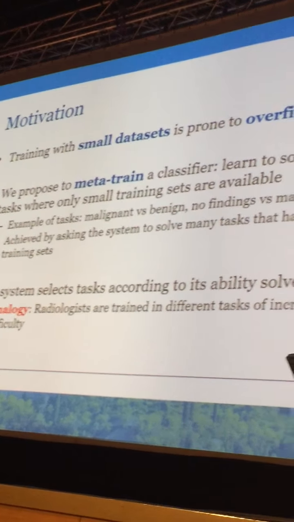Or another example could be distinguishing breasts with malignant findings from breasts that are healthy. The main issue here is the order in which you present the tasks to the model during the meta-training phase. And this is the analogy we try to make in the title. Radiologists use a curriculum learning that is based on first starting to solve tasks that are easier and then moving on to tasks that are more difficult. In our work, the system automatically selects the task based on its performance.